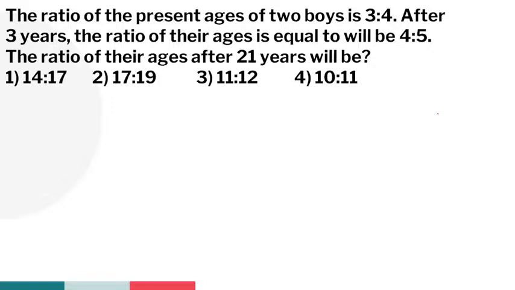The ratio of the present ages of two boys is 3:4. After 3 years, the ratio of their ages will be 4:5. The ratio of their ages after 21 years will be what? What is the answer guys?